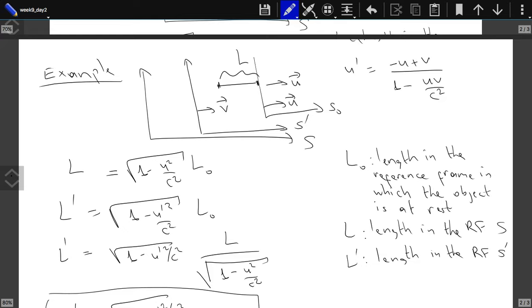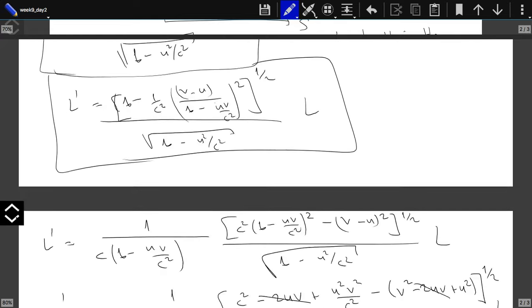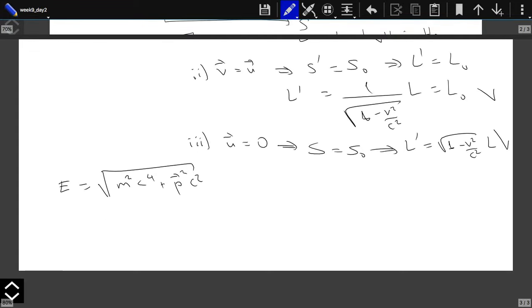Where? Here. Well, that's the expression we have.